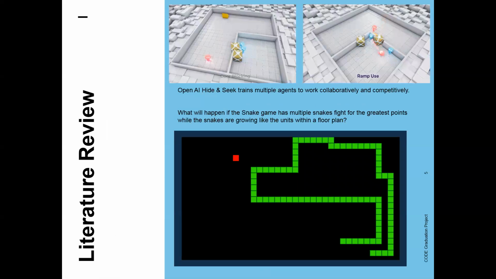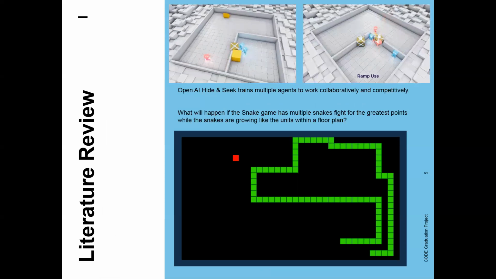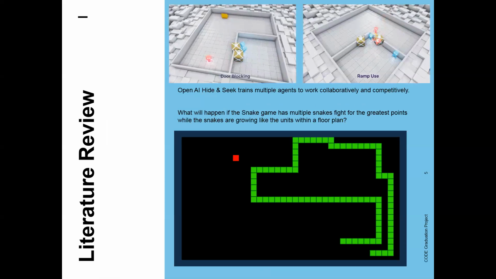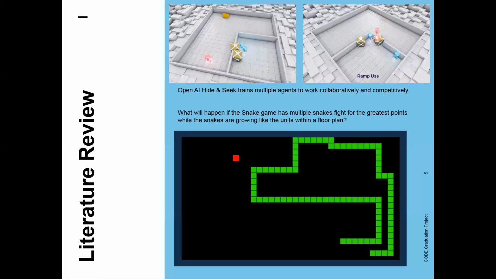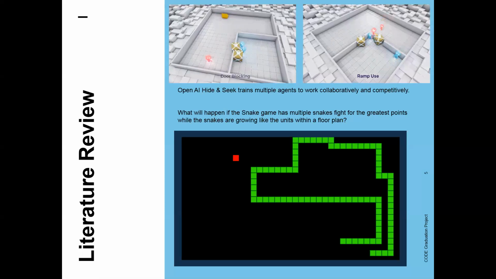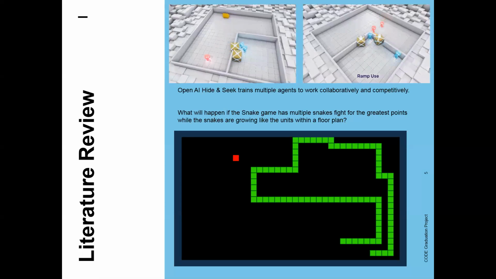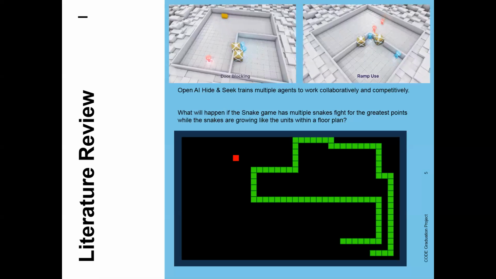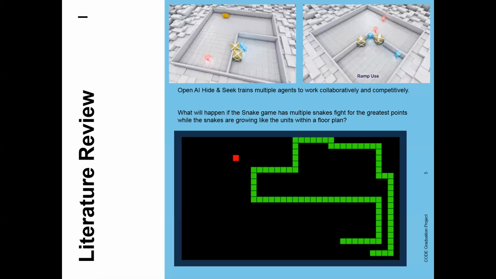For a bit of the literature review, multi-agent reinforcement learning is a branch of reinforcement learning, which consists of an environment and agents in there with restricted actions. Unlike supervised or unsupervised learning in machine learning, reinforcement learning develops itself within the environment. The multi-agent part is that there are multiple agents in the same environment working collaboratively and competitively, just like the two GIFs shown here.